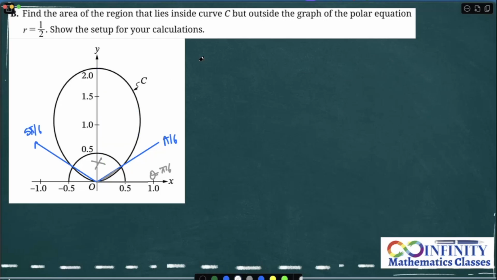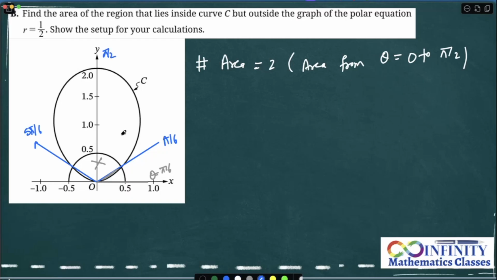So the required area is going to be twice the area from theta equals 0 to pi by 2. Whatever area I get from theta equals 0 to pi by 2, I will do twice of it. Any doubt here up to this point? No. Perfectly okay. Now I'm going to tell you what is going to be the area.